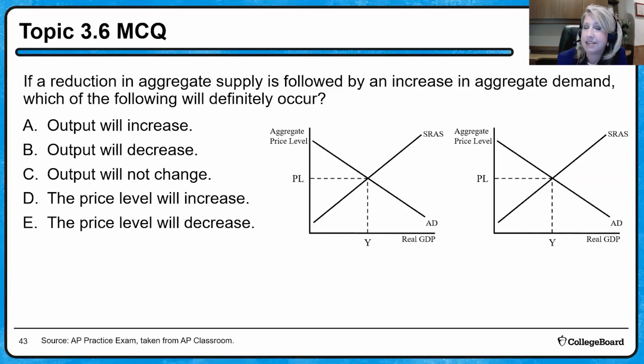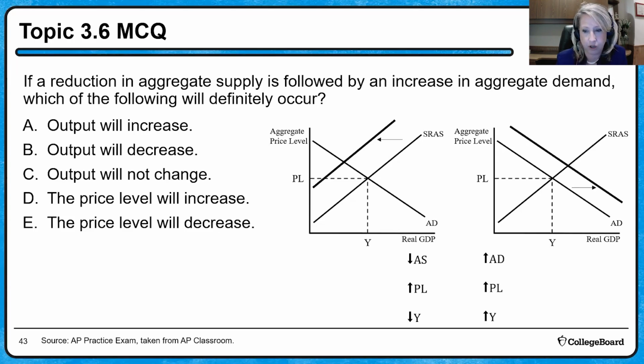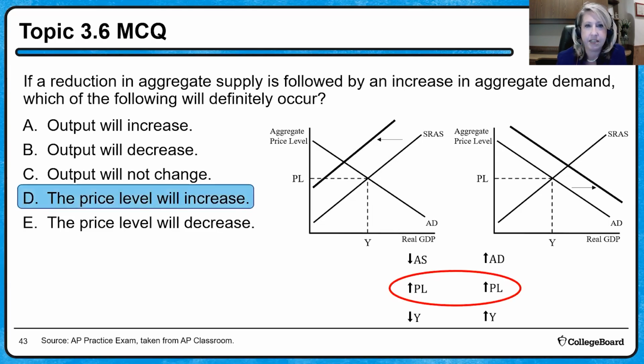Here's another one of our simultaneous change in demand and supply questions. So we have a reduction in aggregate supply that causes, if aggregate supply goes down, price level rises, output falls. If simultaneously aggregate demand rises, then we're going to see an increase in the price level and an increase in output. So we can see the price level is definitely rising and the change in output is indeterminate. Once we see that, D immediately pops up as the right answer. So again, use those graphs.